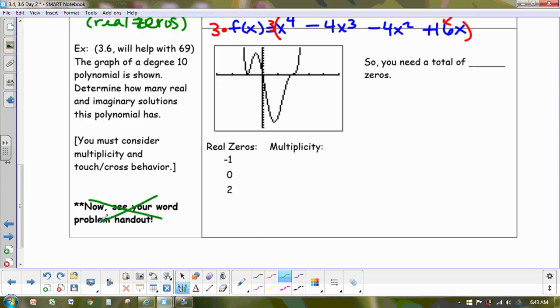Last question. We're not going to do the word problem handout. We'll have to address word problems when I'm back with you next week.